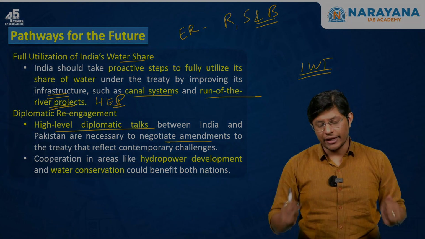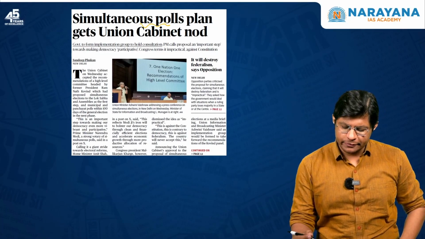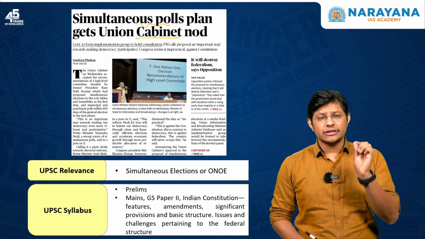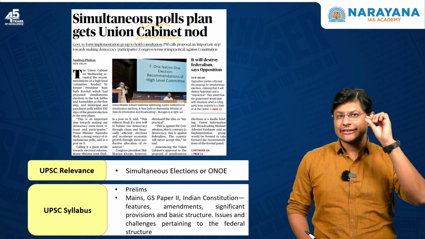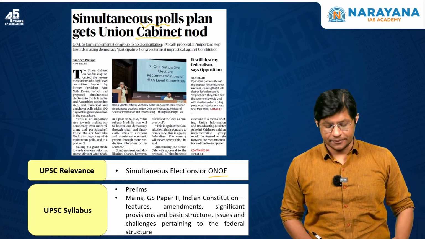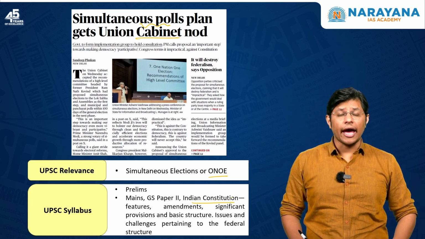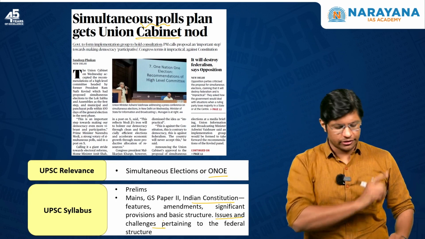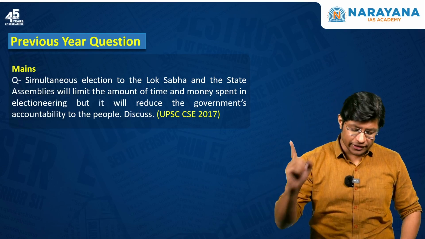Students, the title of the first topic is Simultaneous Polls Plan Gets Union Cabinet Nod. So in this article, as we discuss in the introduction, we'll understand about the simultaneous election, also known as one nation, one election. And you can map this under GS Paper 2, the Indian Constitution and issues and challenges pertaining to the federal structure. Let's go through a PYQ asked in the year 2017.